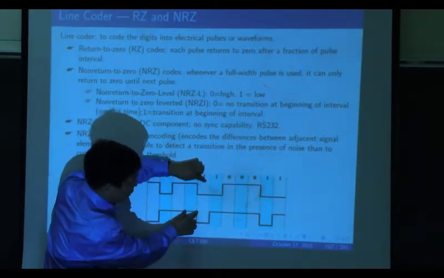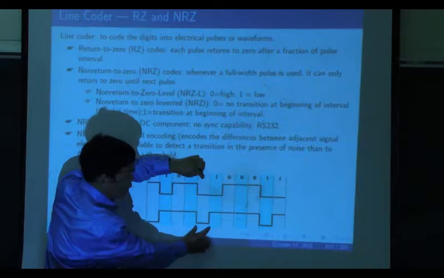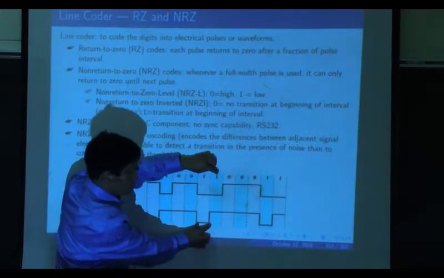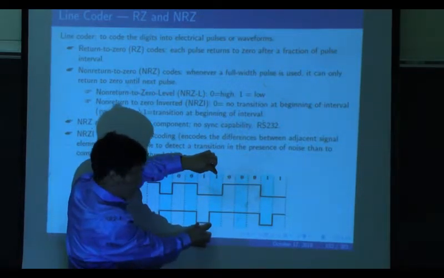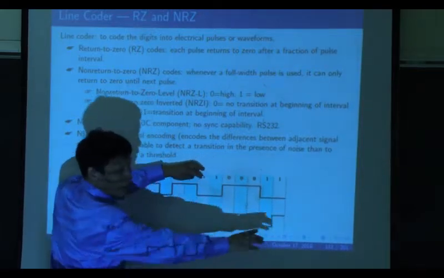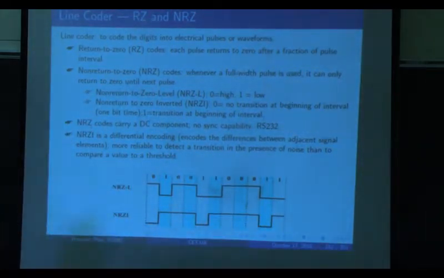And this one is 1 here. 1 means we have a transition, so from high to low. And the next one is 1 again. 1 means have a transition, so from low to high. So we can call this one non-return to zero inverted.